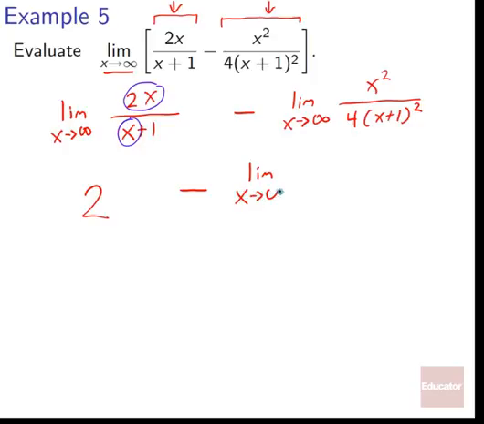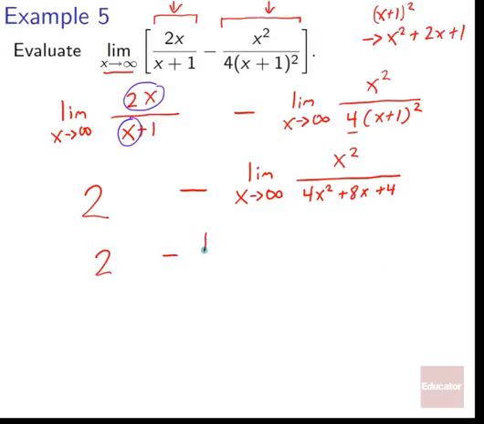Limit as x goes to infinity, so x squared doesn't change on top, divided by 4 times (x+1) squared. That's just equal to x squared plus 2x plus 1. So if we multiply 4 times the expansion of (x+1) squared, we get 4x squared plus 8x plus 4. So we've still got 2 in front, minus the limit as x goes to infinity of this.